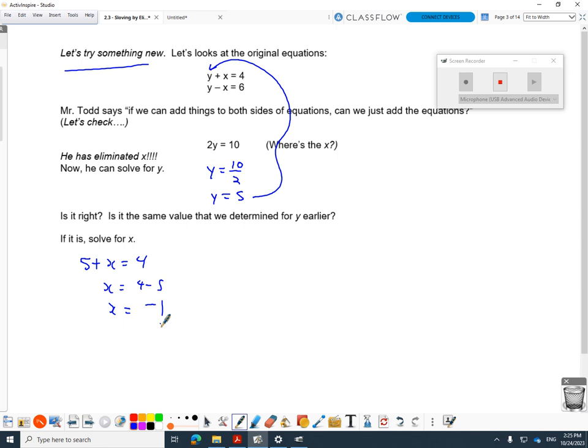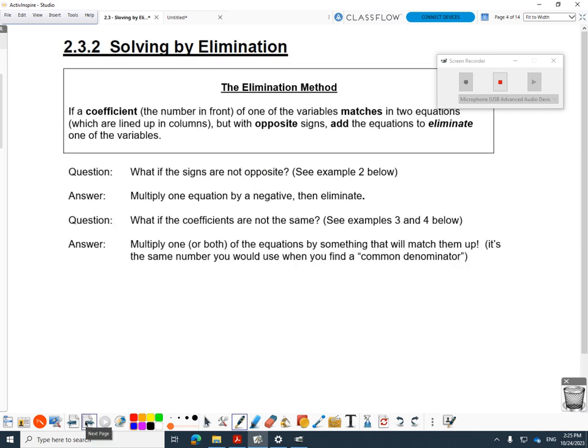Do you need more time there? Now, a bunch of words that you don't have to copy down on the next page. We'll read through them together to understand what this new method is all about. It says, solving by elimination. The elimination method: if a coefficient, the number in front of one of the variables, matches in the two equations but with opposite signs, add the equations to eliminate the variable.